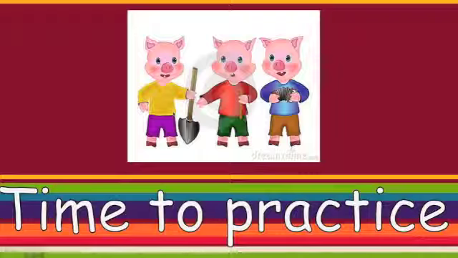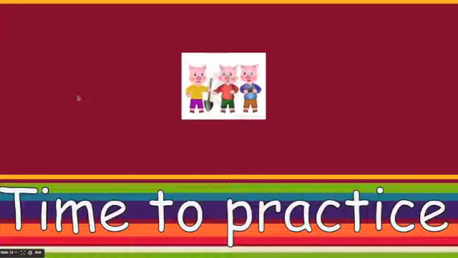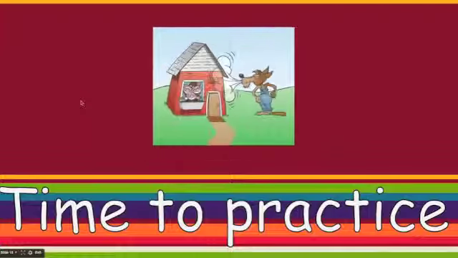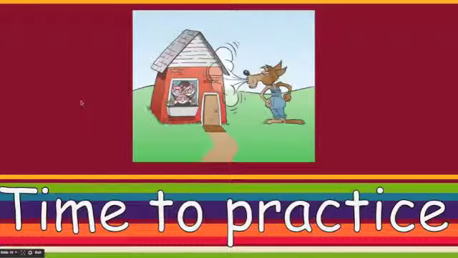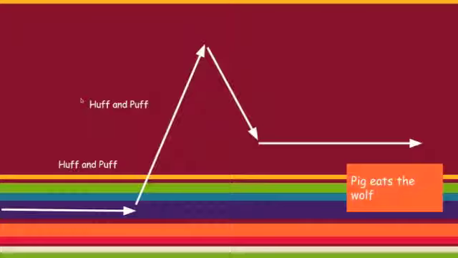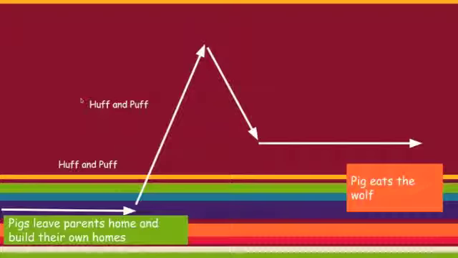Now we're going to practice. We're going to practice with the story The Three Little Pigs. And remember, it was about a big bad wolf who wanted to blow the whole entire house down. I gave us some information on our plot diagram, but we're going to figure it out together. I have Huff and Puff and Pigs Eat the Wolf. So let's see. We're going to start with the exposition. Pigs leave parents' home and build their own homes.